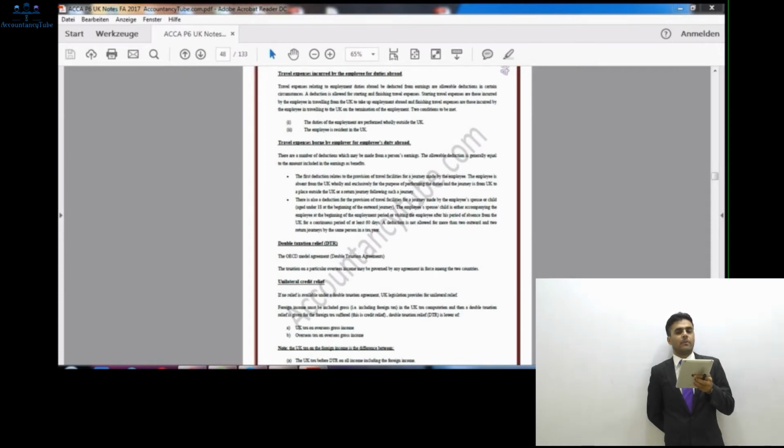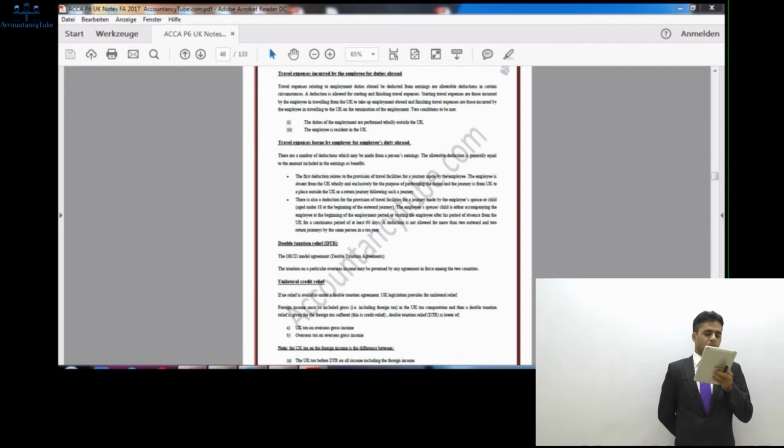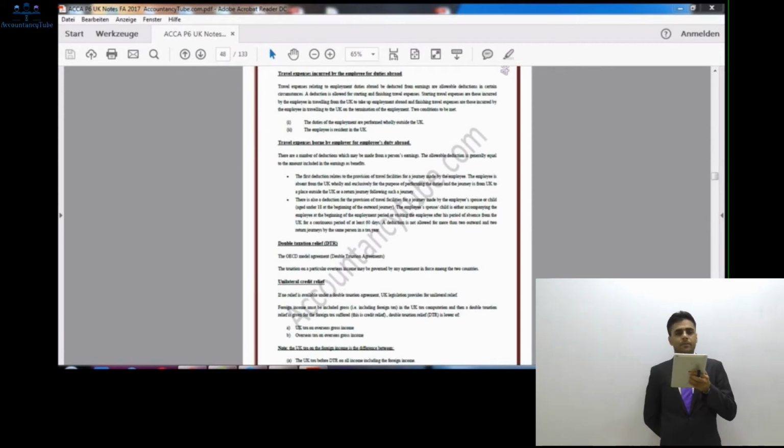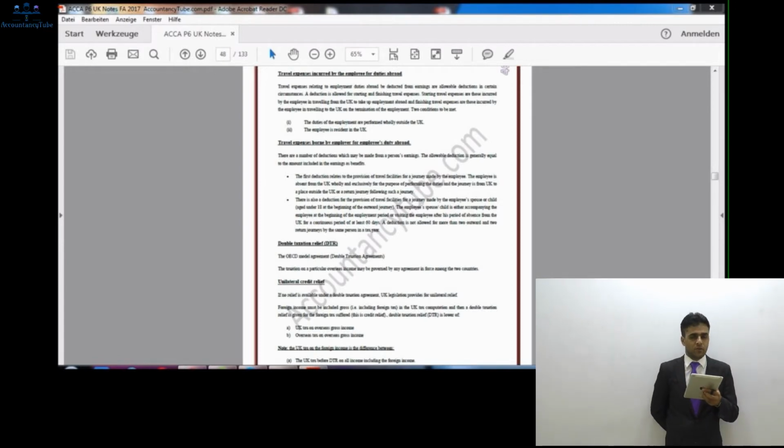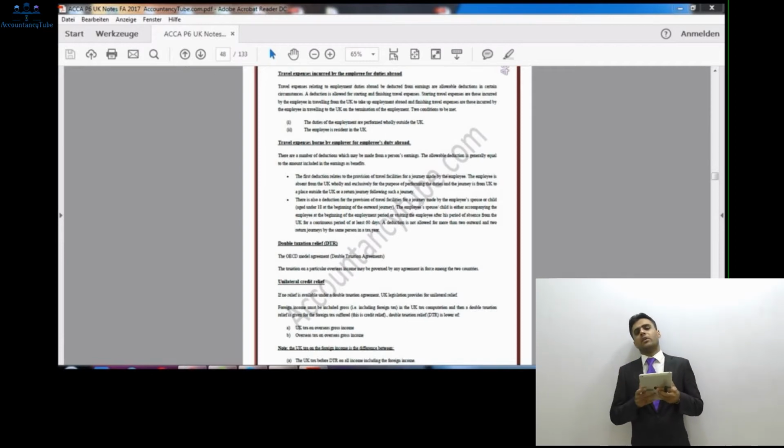Now double taxation relief will be the lower of the UK tax and the overseas tax, as I said to you earlier. So the UK tax on the overseas gross income and the overseas tax on the overseas gross income. Right, so it will be the lower of these two. However, we will do a past exam paper relevant to this topic anyway, so then you will understand it in a better way.